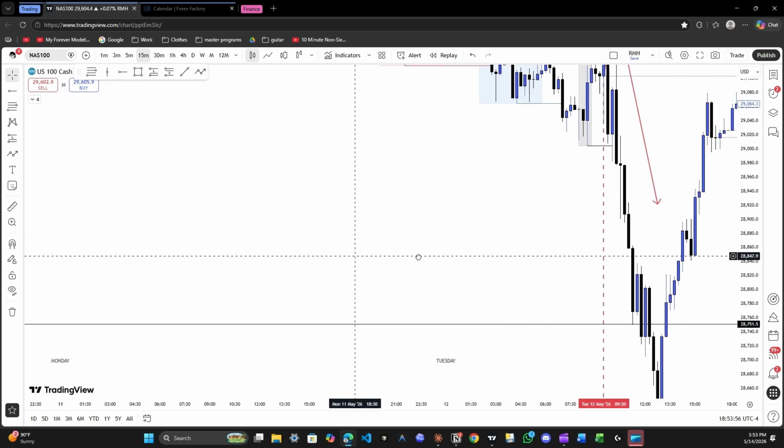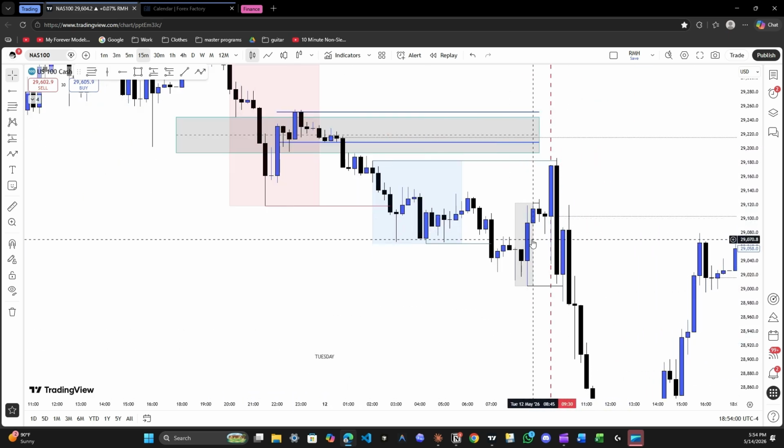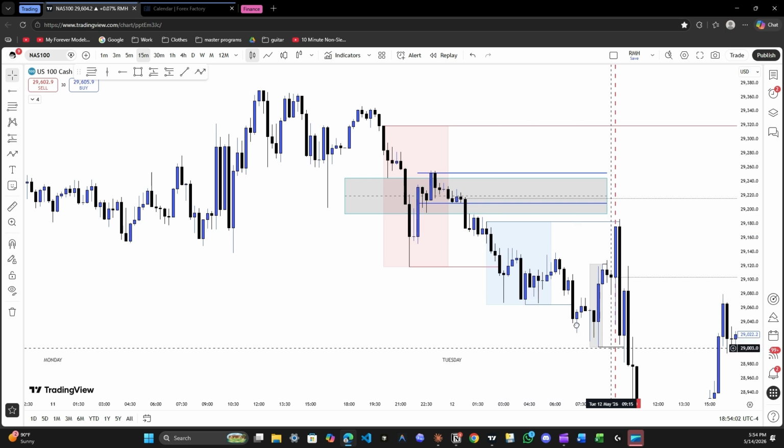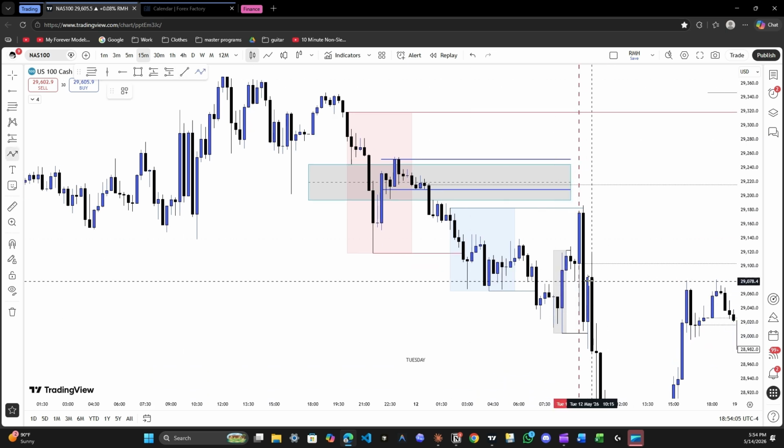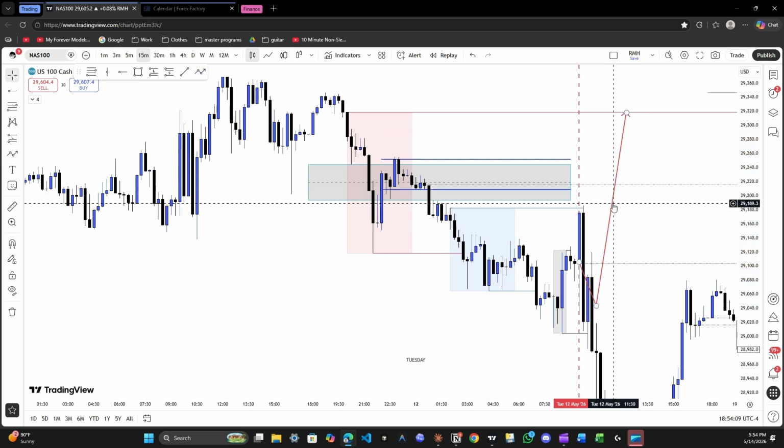Okay, that low right there. So I will go more into session narrative, but that's how you read it. And now I said something about a bullish scenario where we take this London low and we continue higher. Why would I not be looking for long?